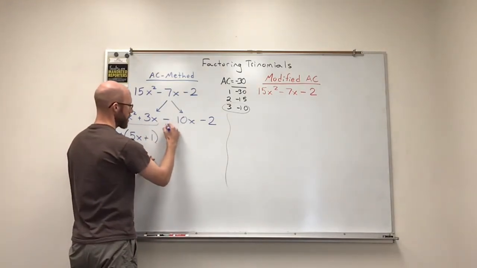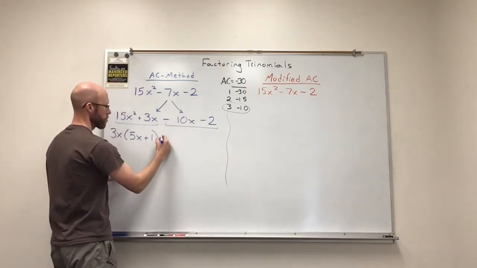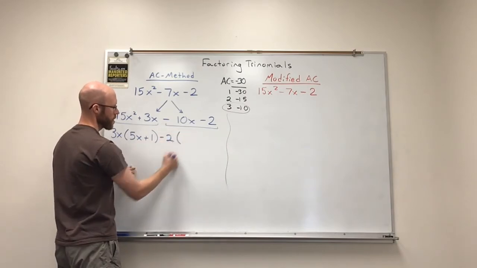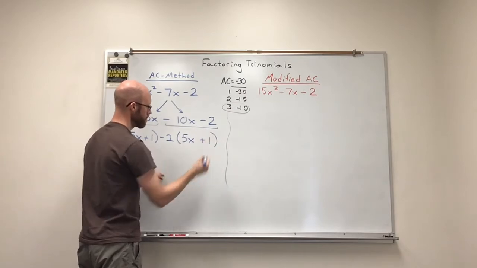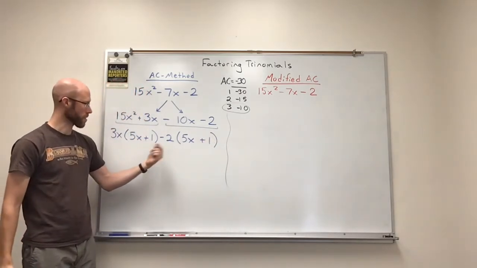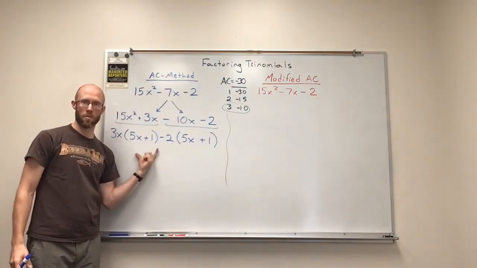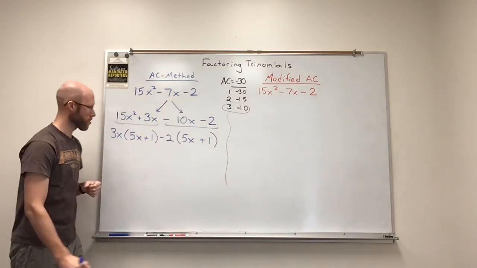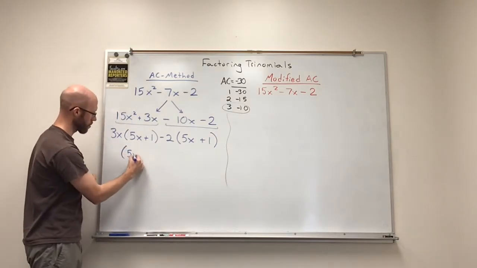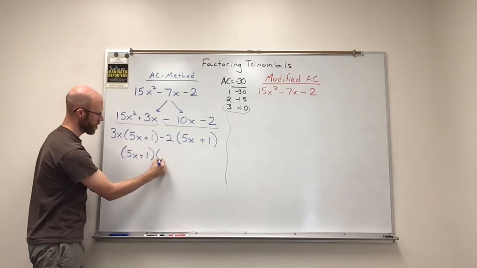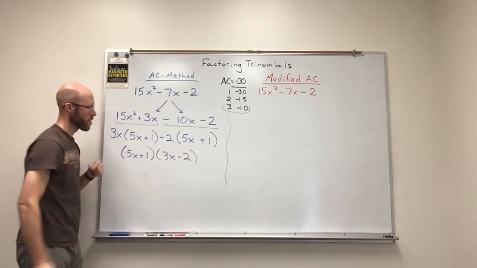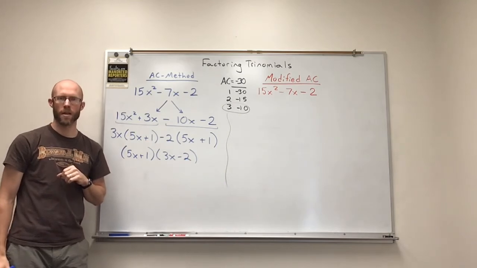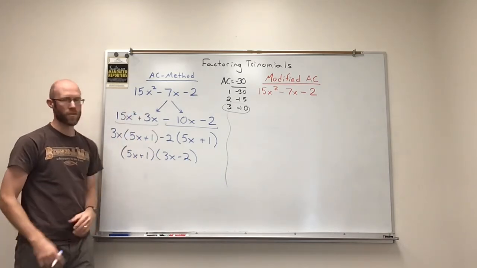The second set, I'm going to pull out a negative 2, and that's going to give me 5x plus 1. Okay, again, 5x plus 1. Notice it is the same in both terms, same binomial, so I can pull that common binomial factor out, 5x plus 1, and I'll be left with a 3x minus 2 as my other factor. Okay, so that's the full AC method.